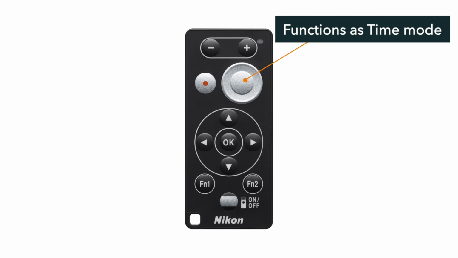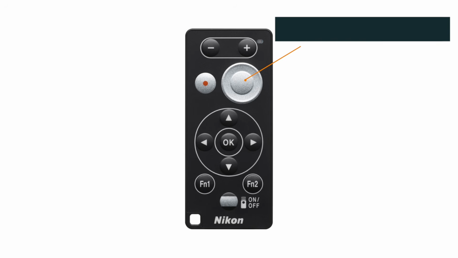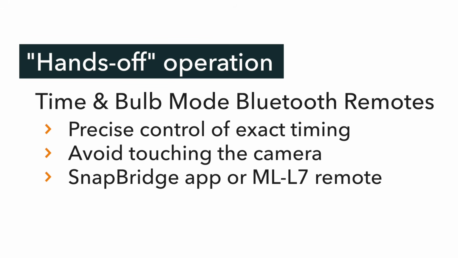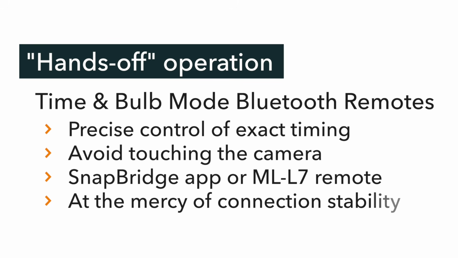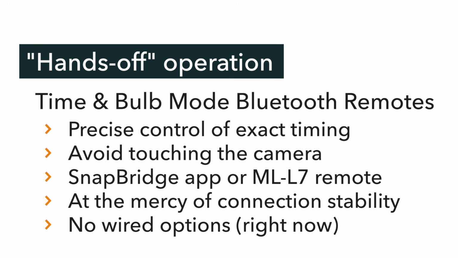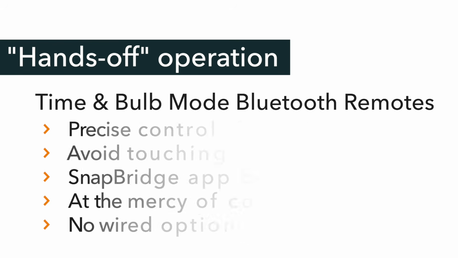There are some third-party remotes also, and because these are all wireless remotes that use Bluetooth, I can't say that they are 100% reliable. I've never had any problems with them, but I know some people have had problems with that Bluetooth connection disconnecting during the exposure, and that can cause some problems. I just want you to be aware of that. Unfortunately, there are no wired remote options that I'm familiar with for the Nikon ZF.